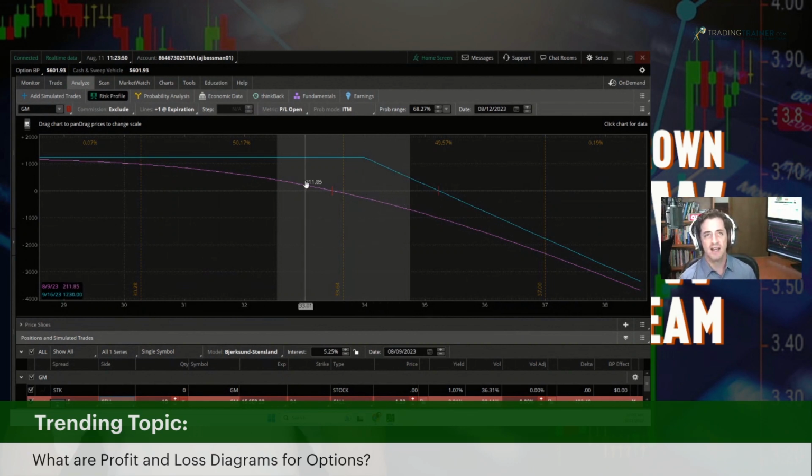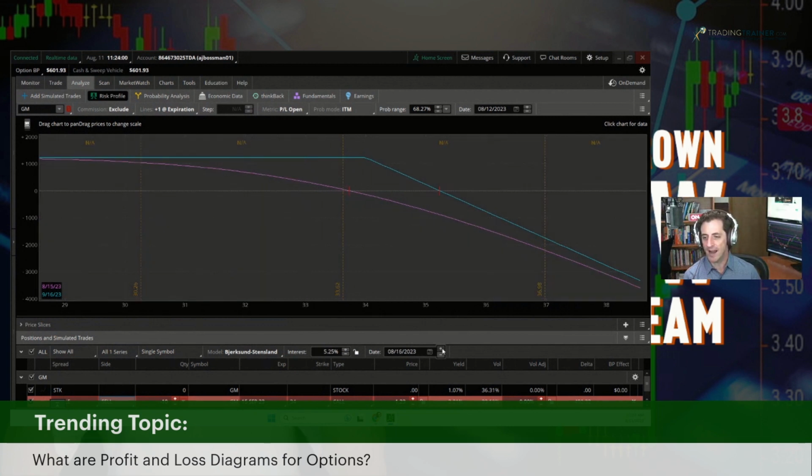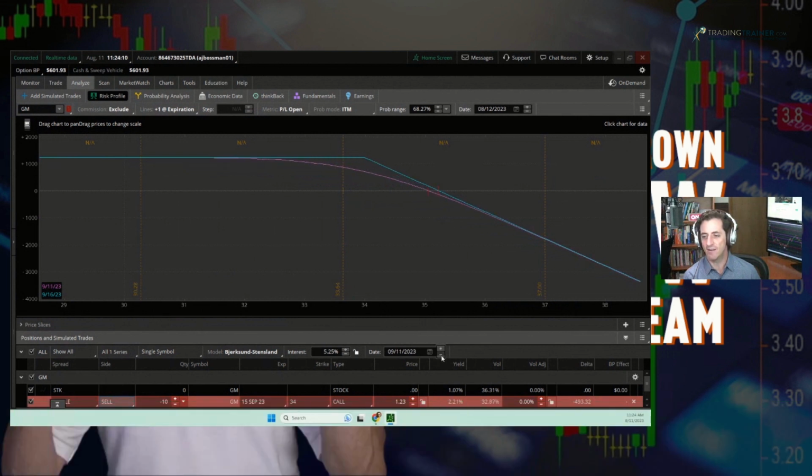But this magenta line is an approximation of what it's worth right now. And so, for instance, you can see here, I can simulate what happens as this thing gets closer and closer to its expiration date in September. You can see that its value right now winds up ultimately on the expiration date becoming the same as that cyan line.